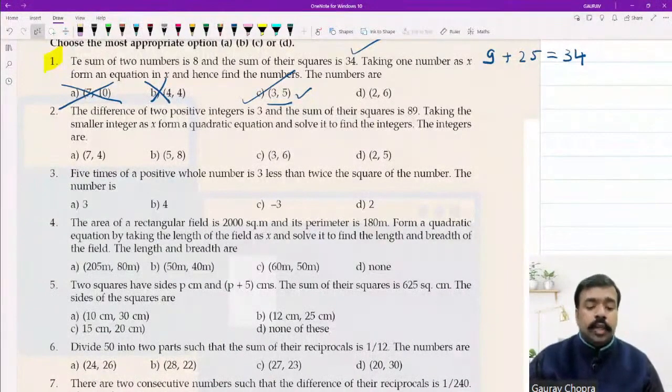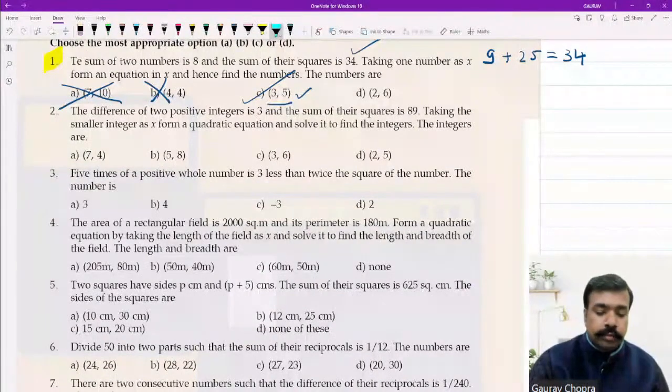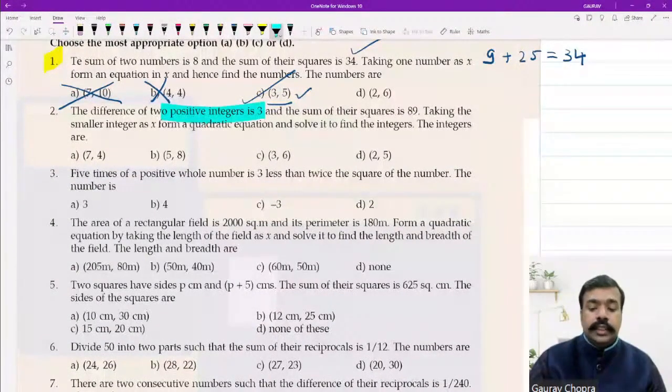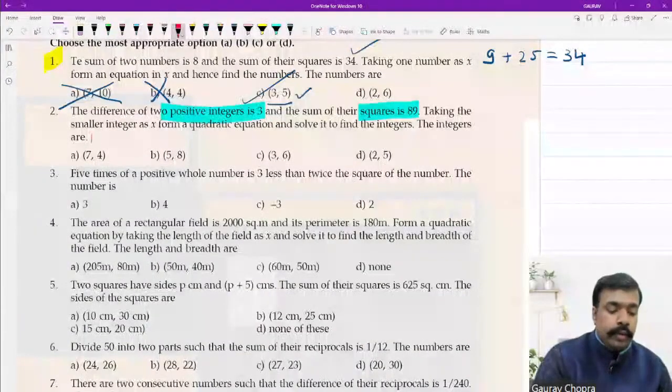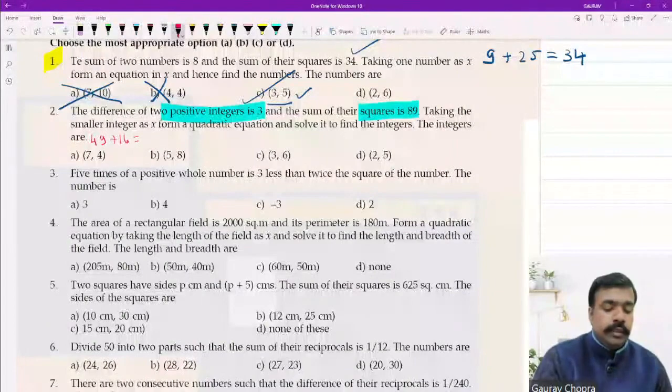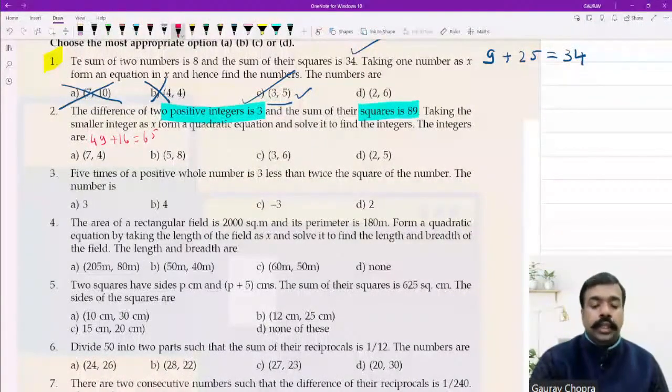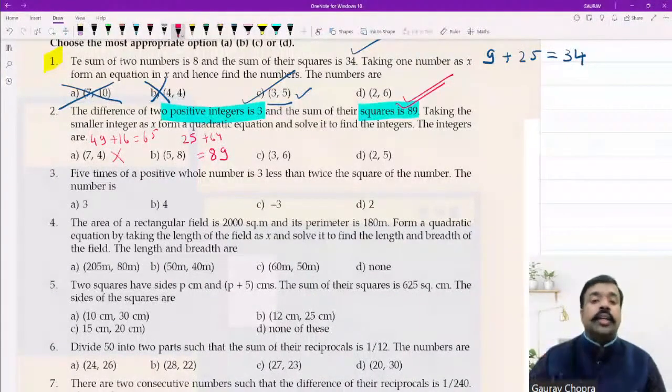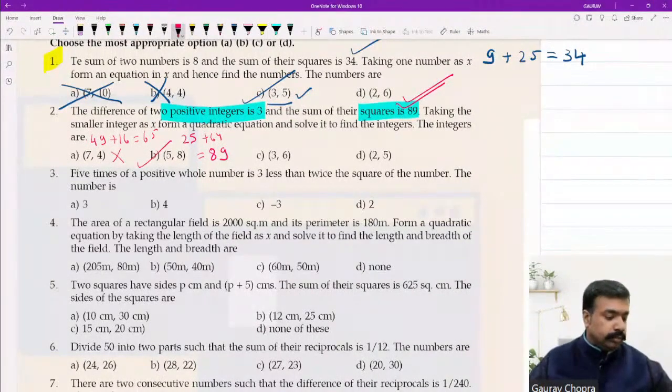So clearly we can see that the question gives two conditions. One is a difference of 3, and second, the sum of the squares of the numbers should be 89. So 7 minus 4 is 3, but when we add the squares, 49 plus 16, it is equal to 65 only. So the second condition is not verified. When we talk about B option, 5 square is 25 and 8 square is 64. On adding we get 89. So here the condition is satisfied. So option B is correct.